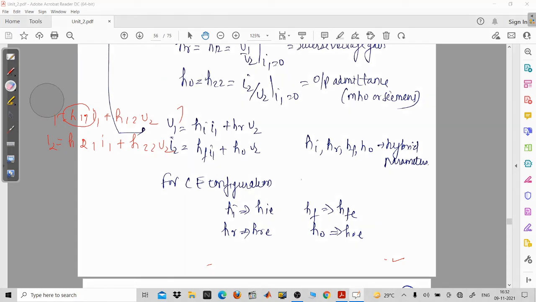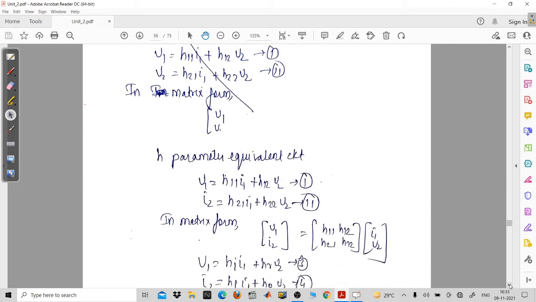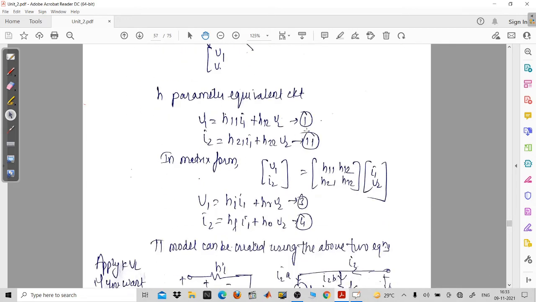So in this way you can write the H parameters for the common emitter configuration. Now similarly you can write for the common base also. And what about the common collector configuration? In that case it will be HIC, then HFC, then HRC and the HOC. Fine. So now we have written this equation.